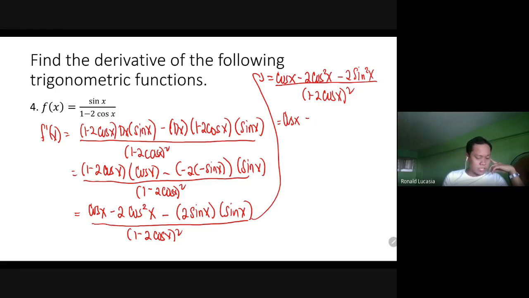Pwede natin i-factor yung negative cosine squared minus negative minus 2 sine squared x. Meron siyang common which is minus 2. So pag sinimplify natin, that's cosine squared x minus sine squared x over 1 plus 2 cosine x squared. Ano ang naaalala nyo kay cosine squared x minus sine squared x?